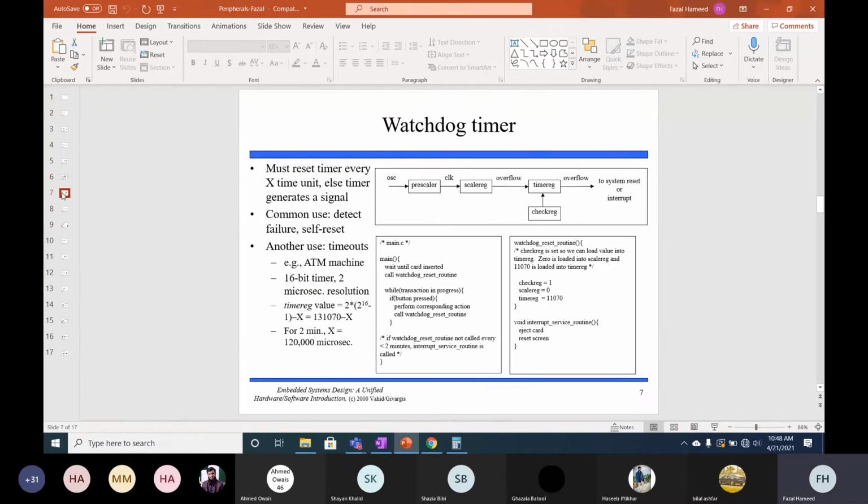What's the watchdog timer? It's a very important concept. What's a watchdog timer?